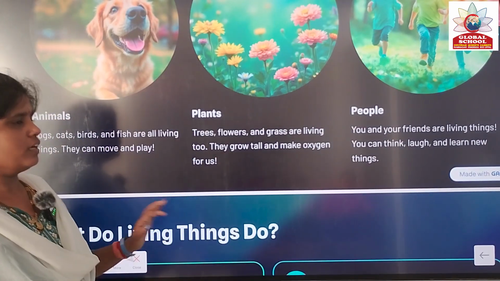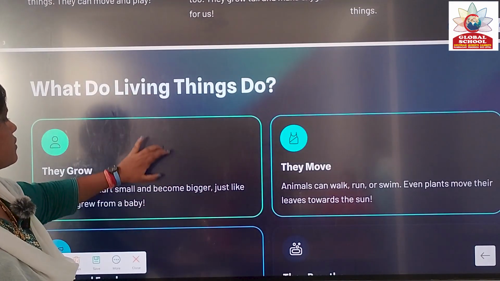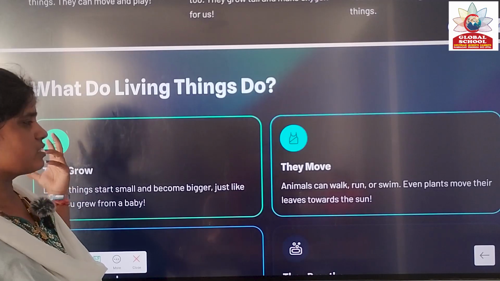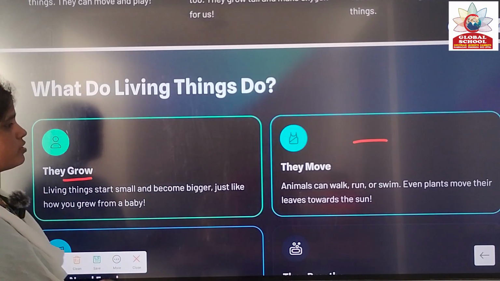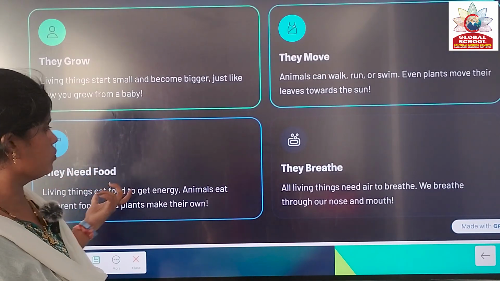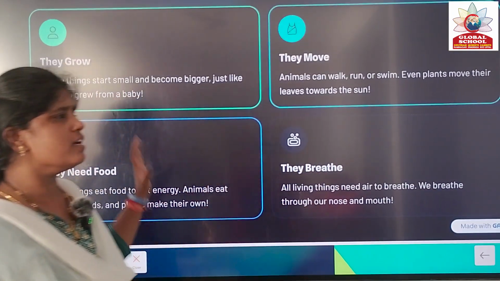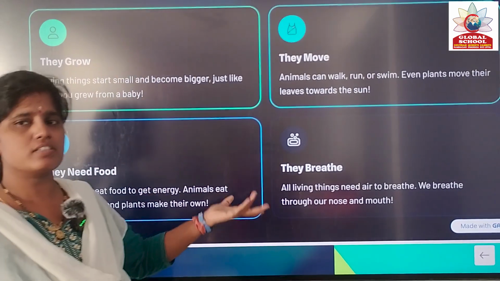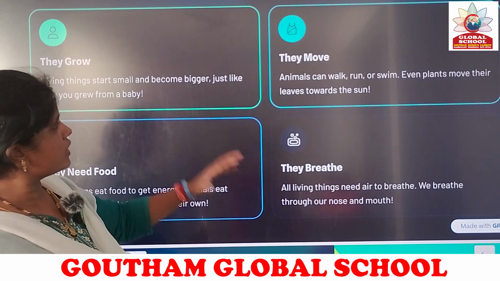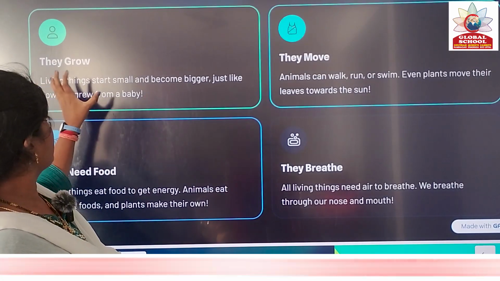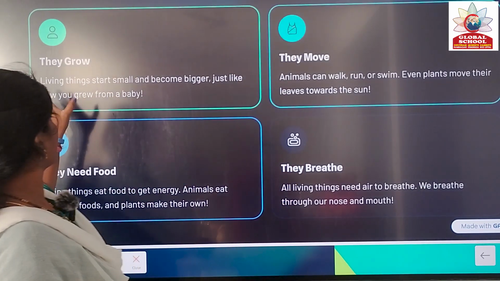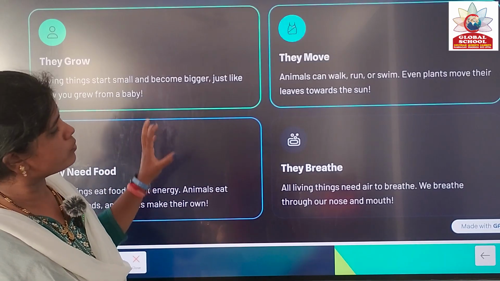Now coming to the next one, non-living things. Non-living things cannot grow, they cannot move, they don't want food, and they do not breathe. If you compare to the living things, living things need food, water and air. Non-living things don't need any food, they don't breathe, they cannot move and they cannot grow. These are a few examples of non-living things.